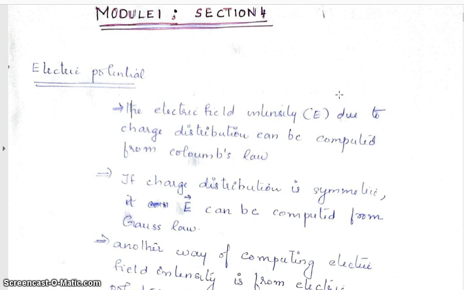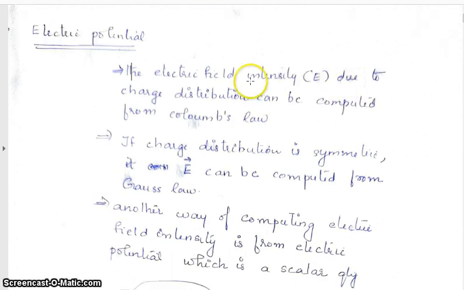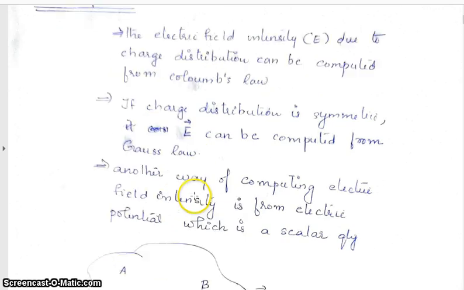So good morning all. Today we will see what is electric potential. The electric field intensity E due to charge distribution can be computed from Coulomb's law, which we studied earlier. Then if the charge distribution is symmetric, E can be computed from Gauss law, that also we studied. Now there is another way of computing electric field intensity, and that is from electric potential, where electric potential is a scalar quantity.